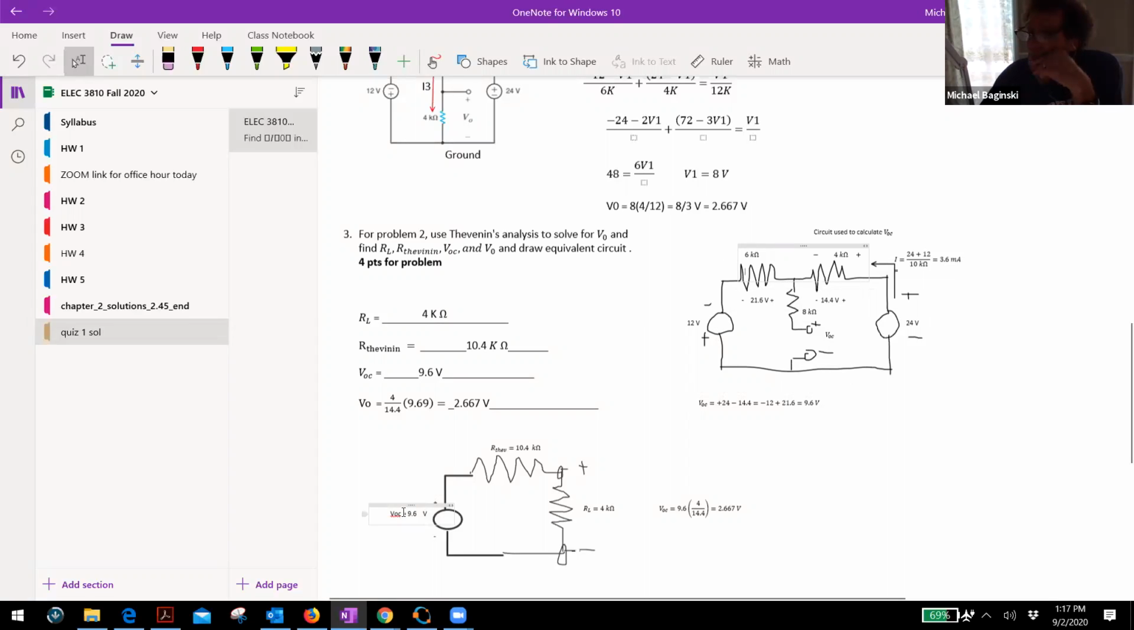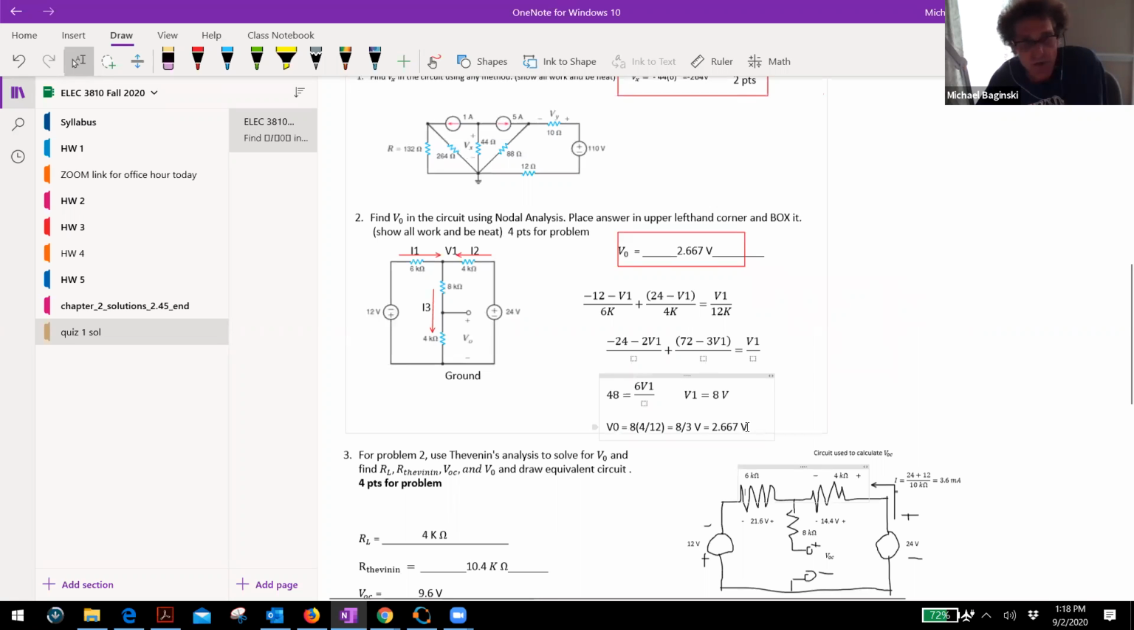Do y'all follow me? If you want to use a different tack, have at it. I'm just doing it my way. Then you assemble the Thevenin equivalent circuit. I put the series R Thevenin with the series voltage of 9.6. I put the load on there and find the voltage across the load. So it was 9.6 times 4 over 4.4, or 2.667 volts, which checks. So you checked your answers.